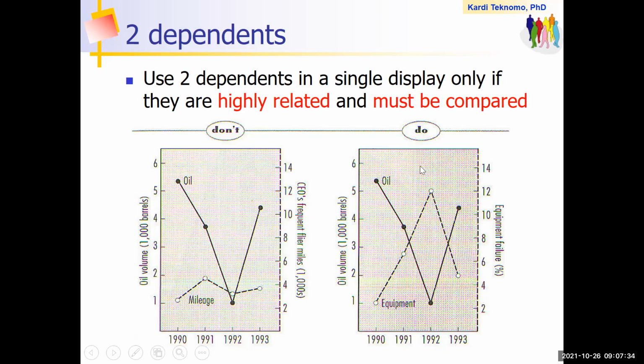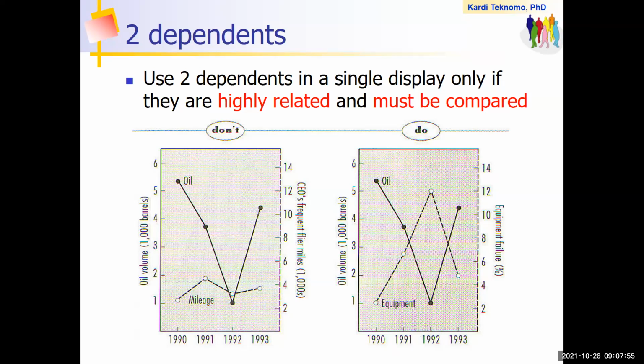Now use two independent and use two dependent. You can use this, yeah. This is in Excel, you can use two axes of dependent, right? Okay, so the question is, when are you going to use two dependent in a single display?